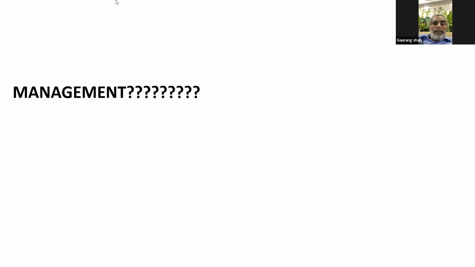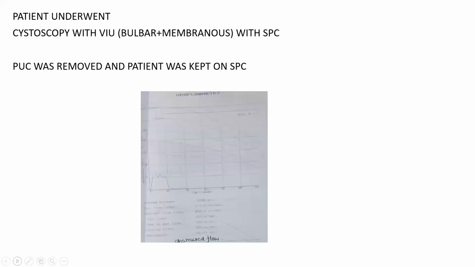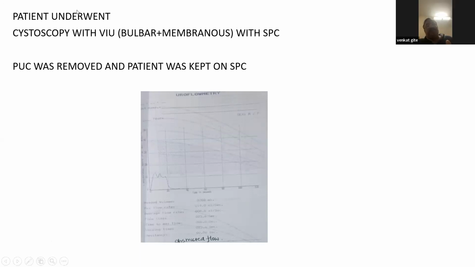Fine. So Paras, just tell them what we did. The patient underwent cystoscopy with VIU. There was a stricture in the bulbar and the membranous urethra, with suprapubic catheterization. The per-urethral catheter was removed, but the patient was kept on SPC. After 5 months, the patient presented again with the uroflowmetry as shown. Okay, fine. So they have gone for cystoscopy and VIU again.